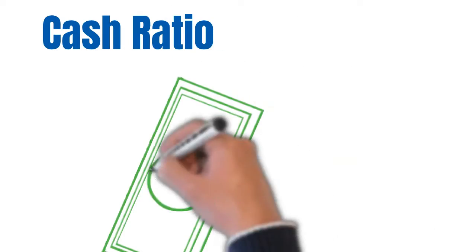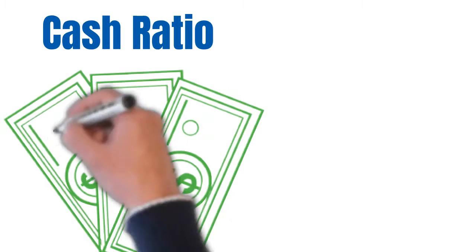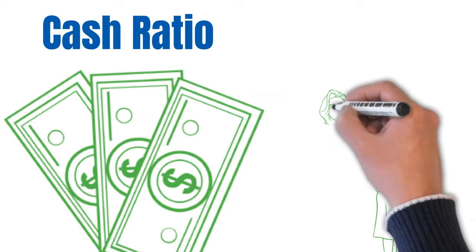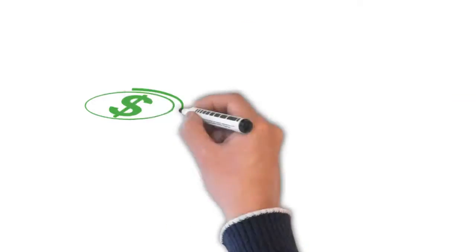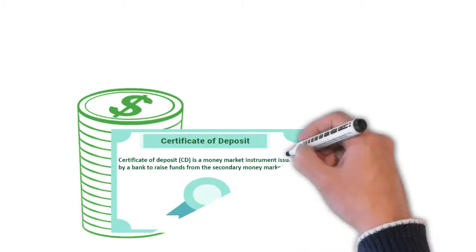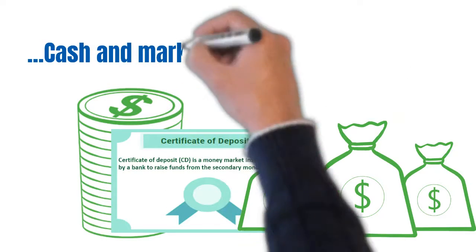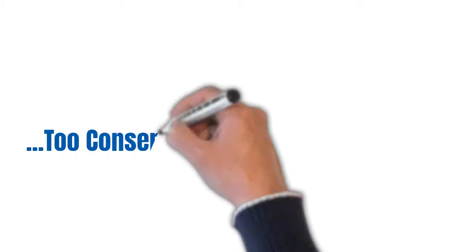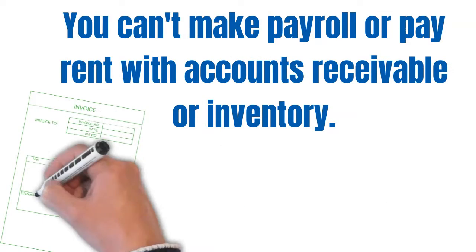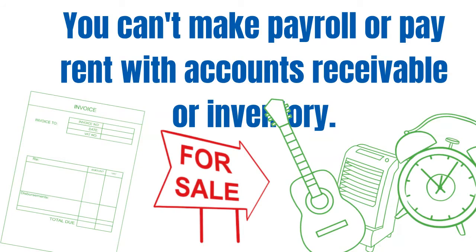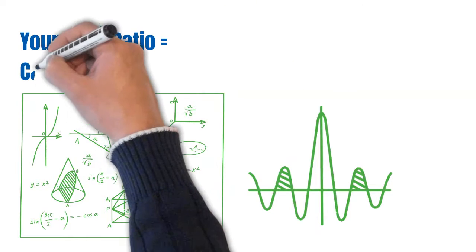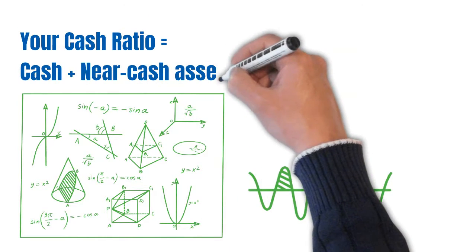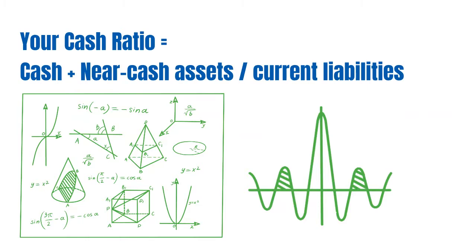Today we'll be talking about the cash ratio. The cash ratio, aside from being fun to say, is the third and most conservative of our liquidity ratios. That's because the cash ratio only takes into consideration the cash and marketable securities on hand when determining liquidity. This may be conservative, but after all, you can't make payroll or pay rent with accounts receivable or inventory. In an equation, that means your cash ratio equals cash plus near cash assets divided by your current liabilities.